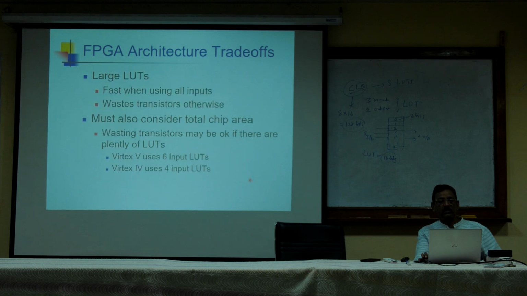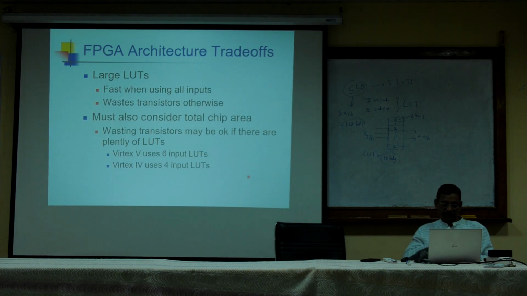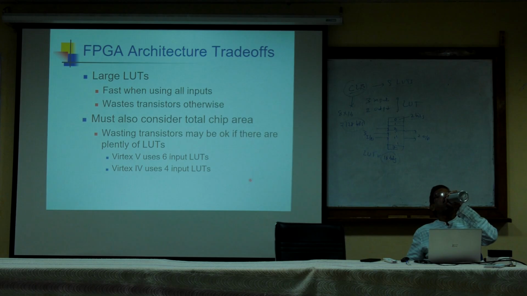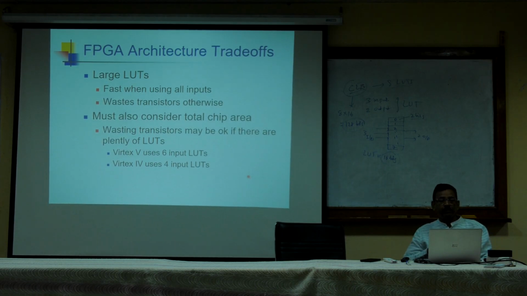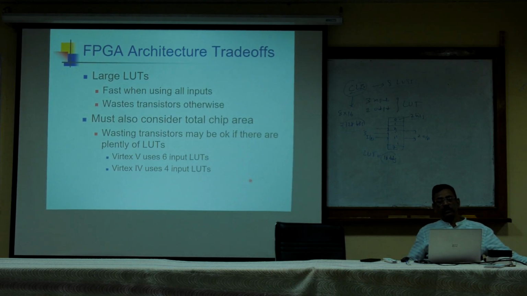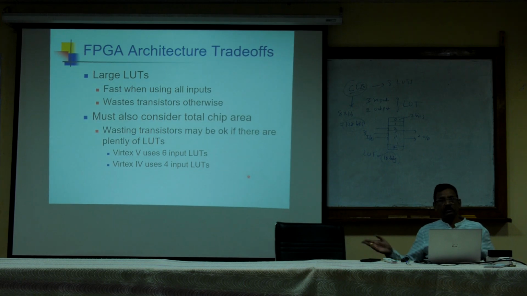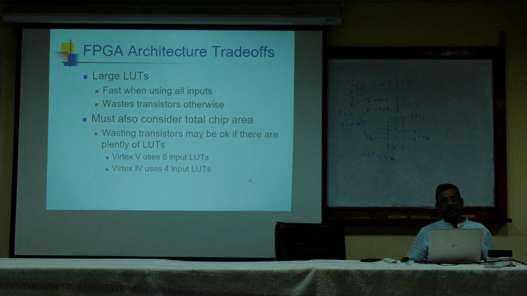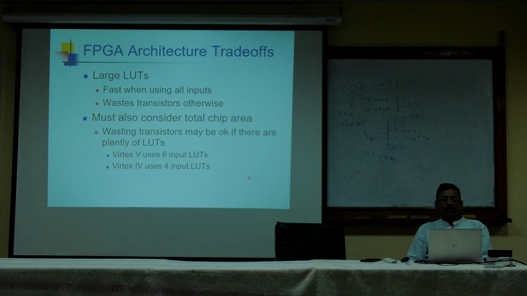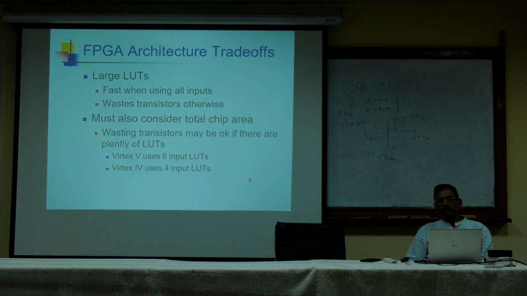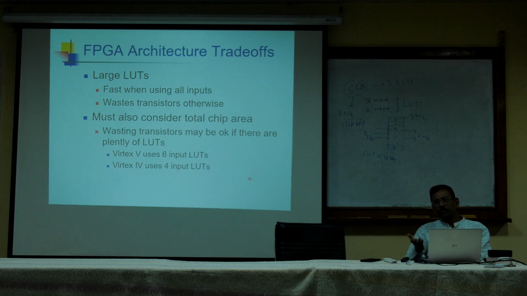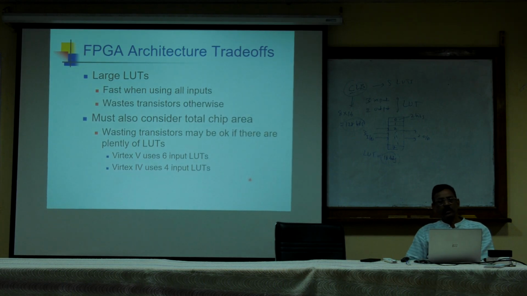This is another circuit. A large LUT is fast when using all inputs, and wastes transistors otherwise. That is, when all 5 inputs are being used, it is fast; otherwise it is waste. You must also consider total chip area. Wasting transistors may be okay if there are plenty of LUTs.